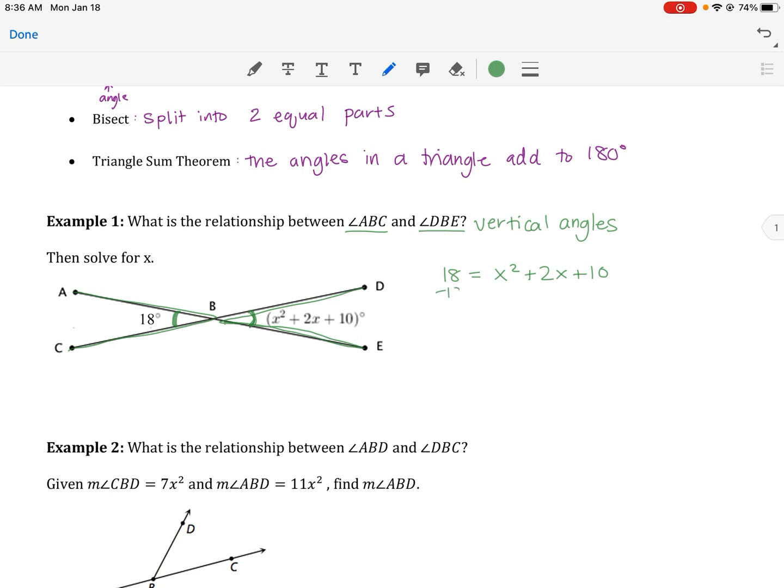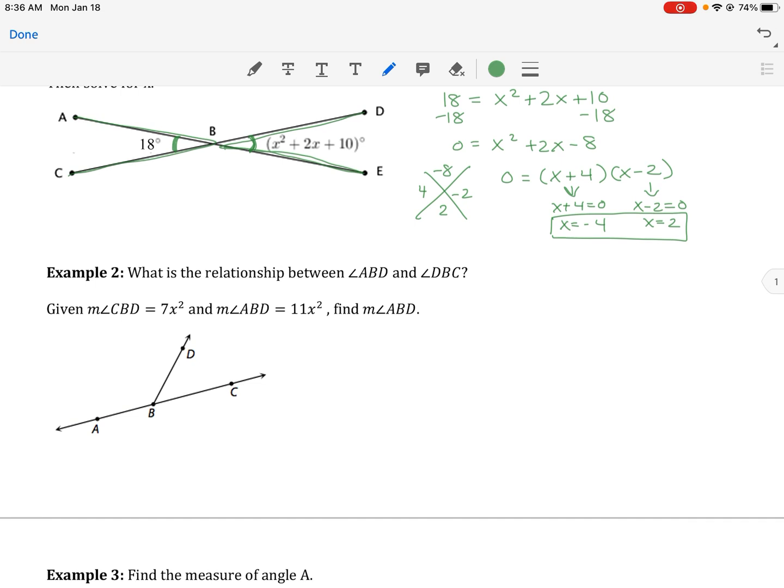Hopefully this looks familiar from your last unit. So we're going to set it equal to 0. 0 equals x squared plus 2x minus 8. What multiplies to a negative 8 and adds to 2? Positive 4 and negative 2. So in factored form, this is (x plus 4)(x minus 2). As you set x plus 4 equal to 0 and subtract 4 from both sides, you get x equals negative 4. And as you set x minus 2 equal to 0 and add 2 to both sides, you get x equals a positive 2.